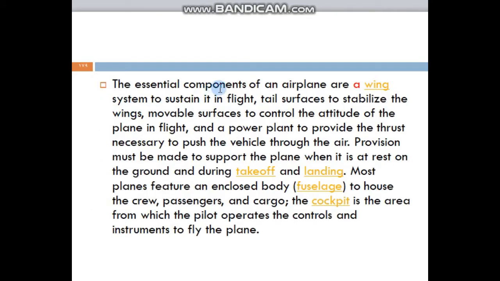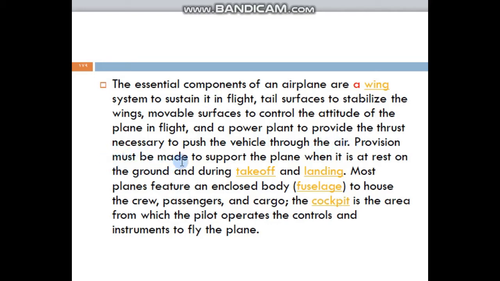The essential components of an airplane are a wing system to sustain it in a flight, tail surfaces to stabilize the wings, movable surfaces to control the attitude of the airplane in flight, and a power plant to provide thrust necessary to push the vehicle through the air.